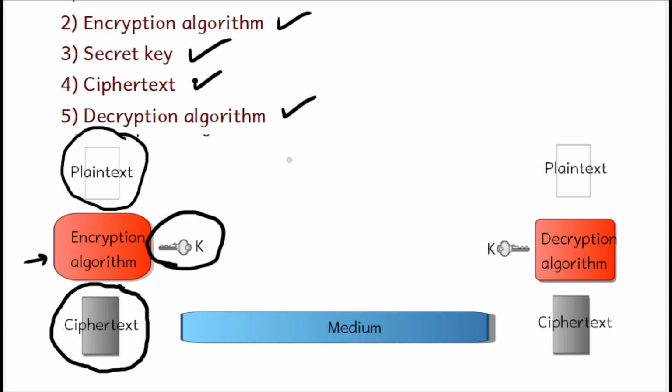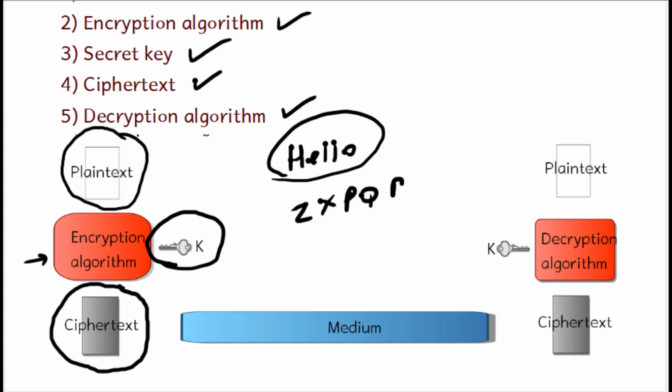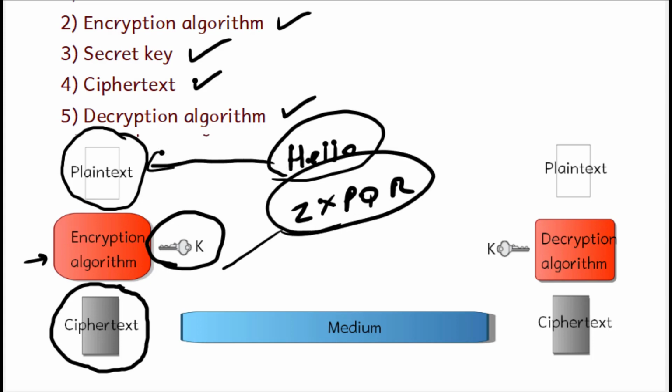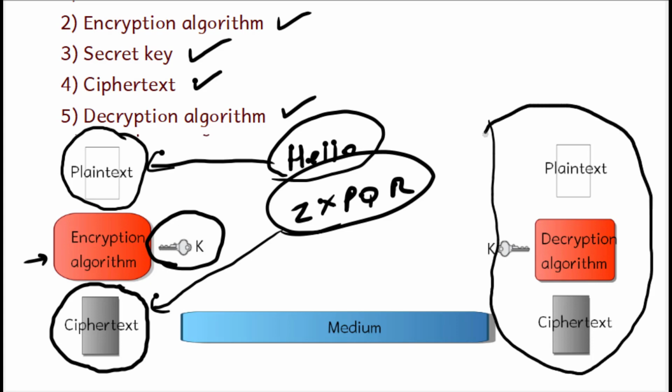Suppose if I write hello here, this hello is a plain text message, we can read and understand what it means. But if I write something like Z X P Q R, this does not make any sense. So we can say this is the plain text and this is the ciphertext. Now this ciphertext is sent through a medium and it reaches the destination. The ciphertext is received by the receiver.